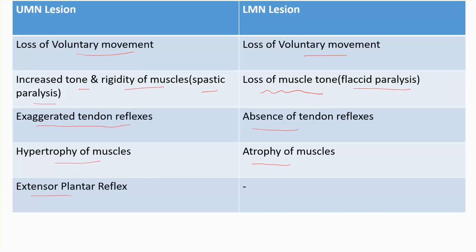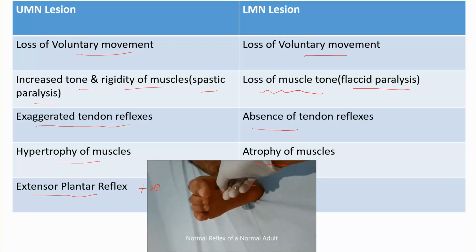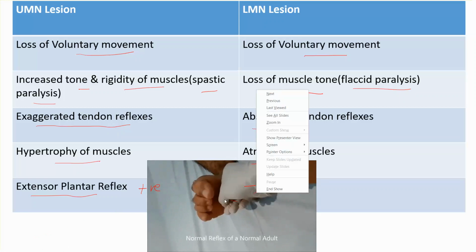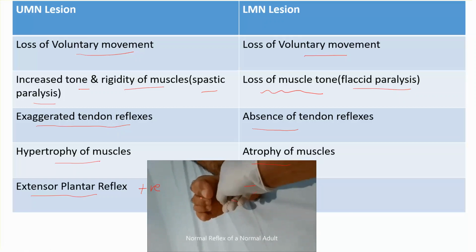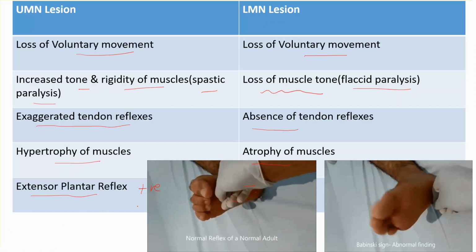There is extensor plantar reflex, okay, this is positive in upper motor neuron lesion. There is no such reflex related to the lower motor neuron lesion. We will see what this reflex is now. This is a normal reflex of a normal adult. So this is how we are supposed to strike the lateral aspect of the foot, and you will see that the first toe and all the other toes will actually try to do dorsiflexion, okay.